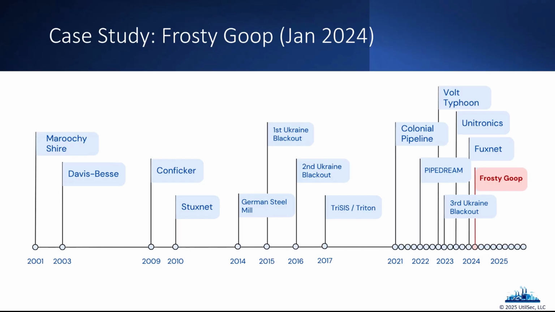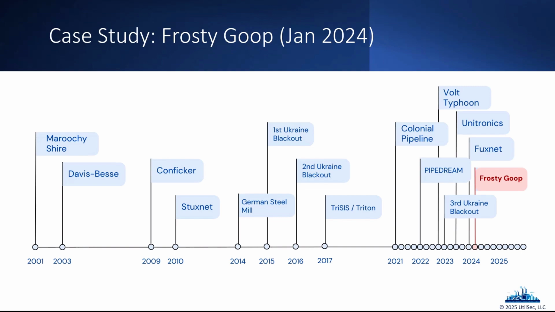Now, FrostyGoop is kind of laughed about in some respects, right? Because it's got a funny sounding name. And some people don't think of it as a quote unquote real OT or ICS attack, because it was really a simple piece of malware that took advantage of the most commonly used OT protocol, which is Modbus, and Modbus being unauthenticated, which means you're not asked for a username or password before you can issue commands.